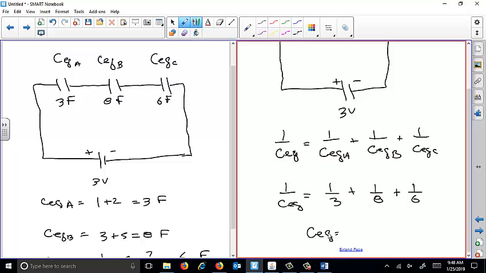Series capacitors always lower the capacitance, lower the amount of charge that you can obtain. You're like, why would I do that? Why would I put capacitors in? Well, there aren't too many cases where you would, but if you needed an exact capacitance, not necessarily the most capacitance, but a particular value of capacitance, you could do that.